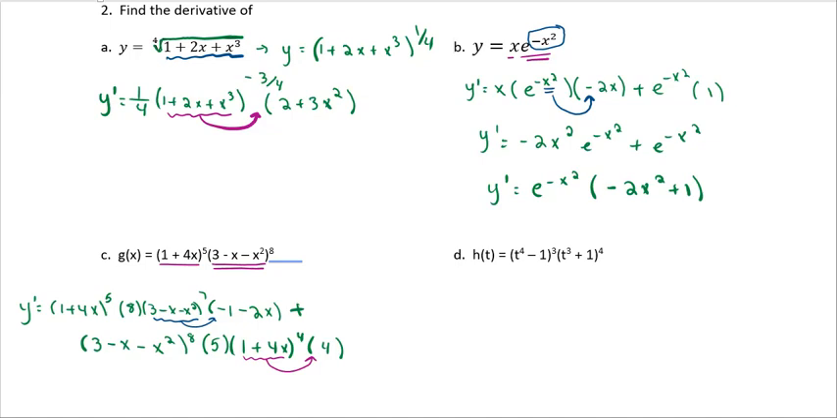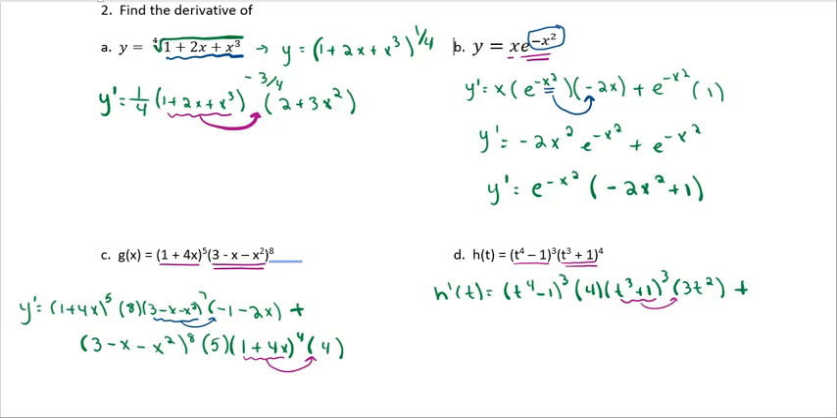Part D is very similar. We have a product rule and the chain rule. So let's give this a try. Start with your product rule. Product rule says the first, so t to the 4th minus 1 to the 3rd, times the derivative of the second. Well, the derivative of t to the 3rd plus 1 quantity to the 4th is going to look like 4 times t to the 3rd plus 1 to the 3rd. And then we need to do our chain rule. So that will look like 3t squared.